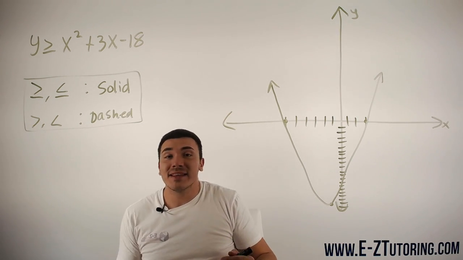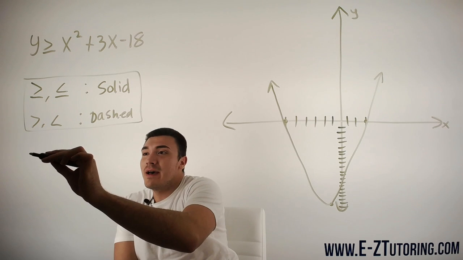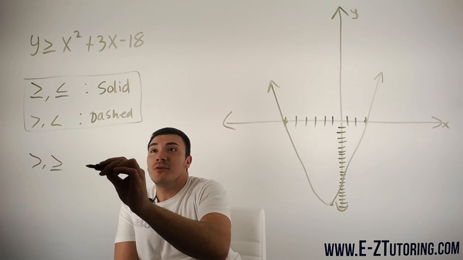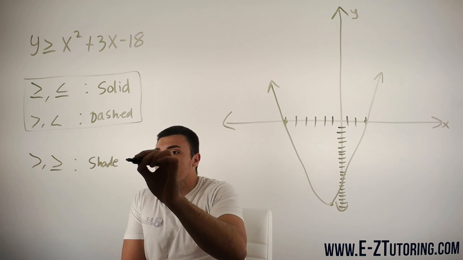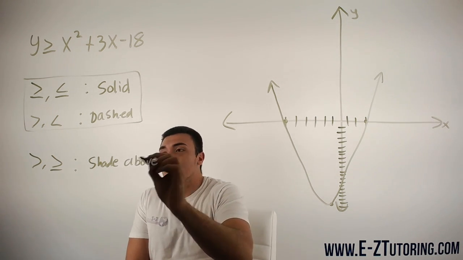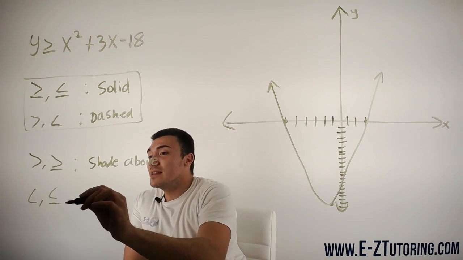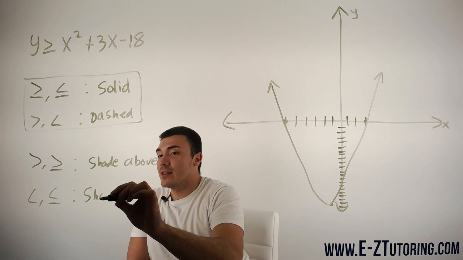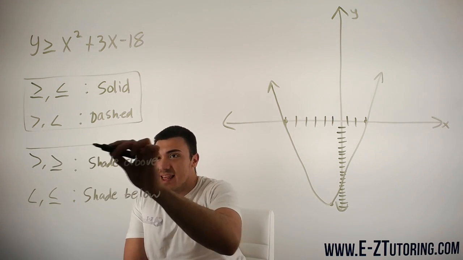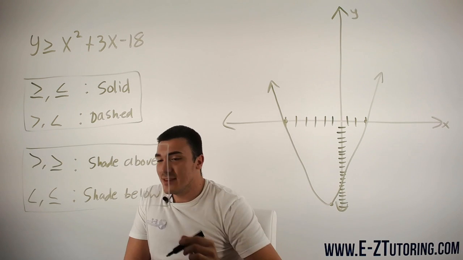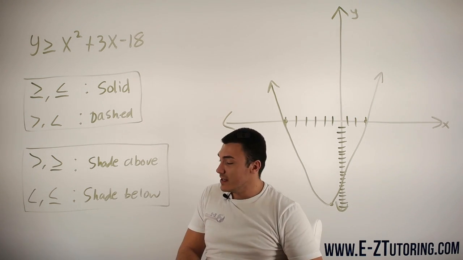So now there is another rule. If you have greater than or equal to, then you're going to shade above. And if you have less than or equal to, then you are going to shade below. It's that simple. There's not too much to this, and the key is to really not overthink this.